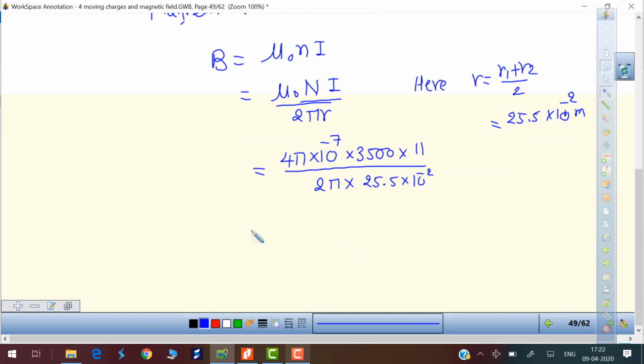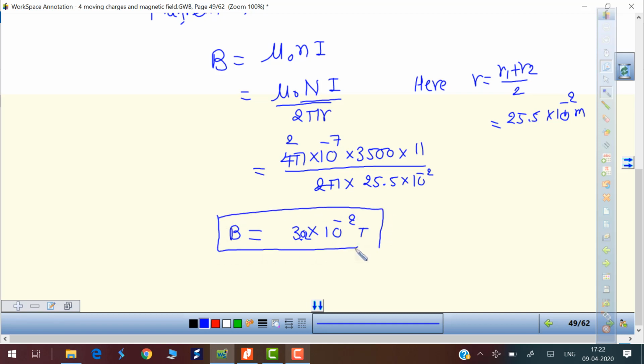So if you simplify it, 2 pi is cancelled over here, and minus 2 is going up. So finally you will get around 3, actually 3.02 into 10 raised to minus 2 Tesla. So this is the magnetic field inside the toroid. So this is your answer. Okay.